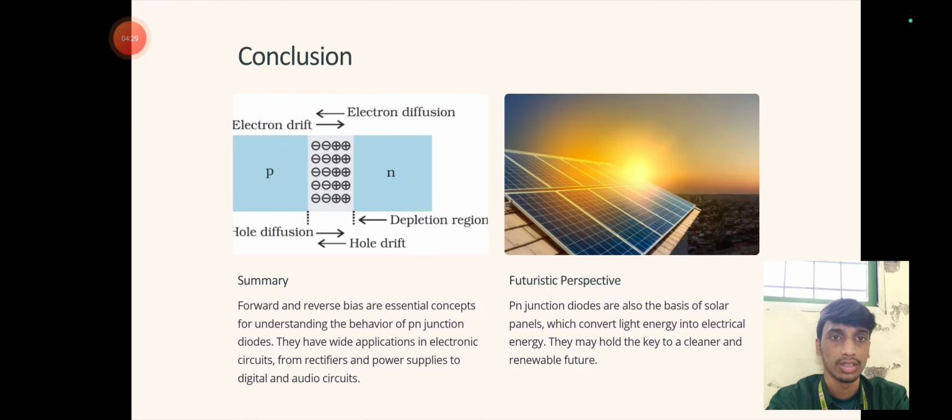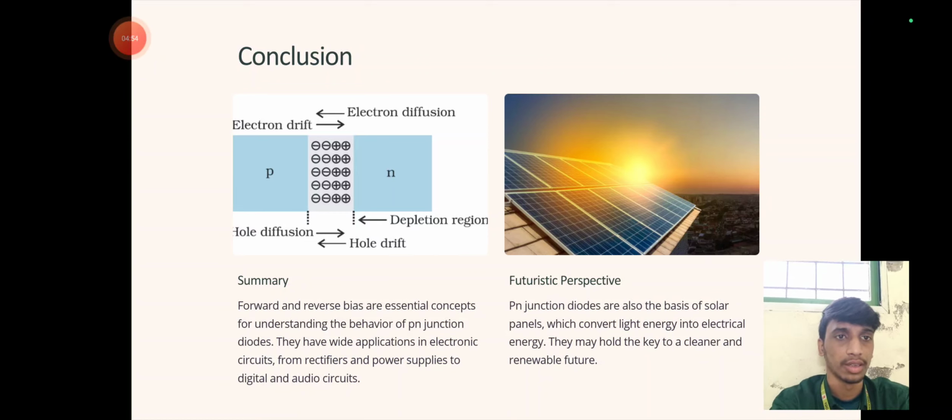Conclusion. Summary: forward and reverse bias are essential concepts for understanding the behavior of PN junction diodes. They have wide applications in electronic circuits, from rectifiers and power supplies to digital and audio circuits.